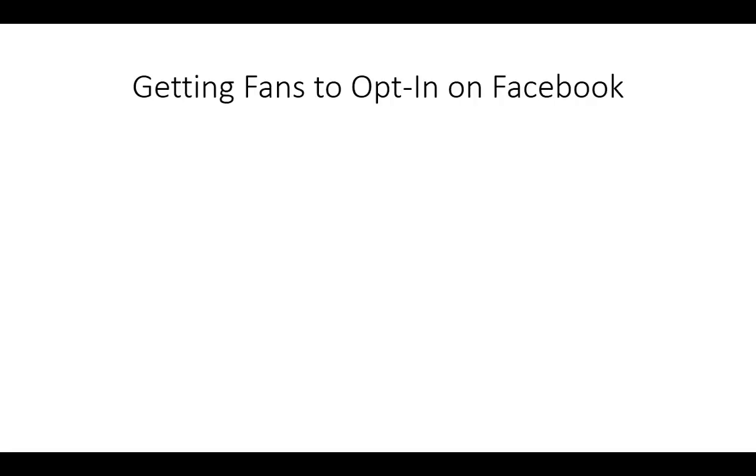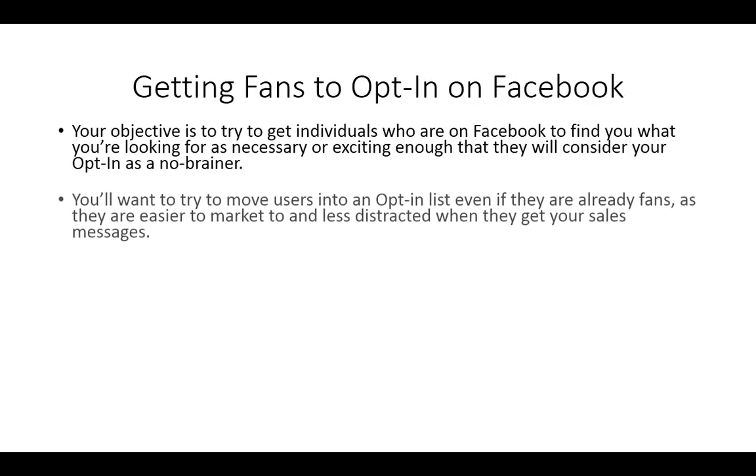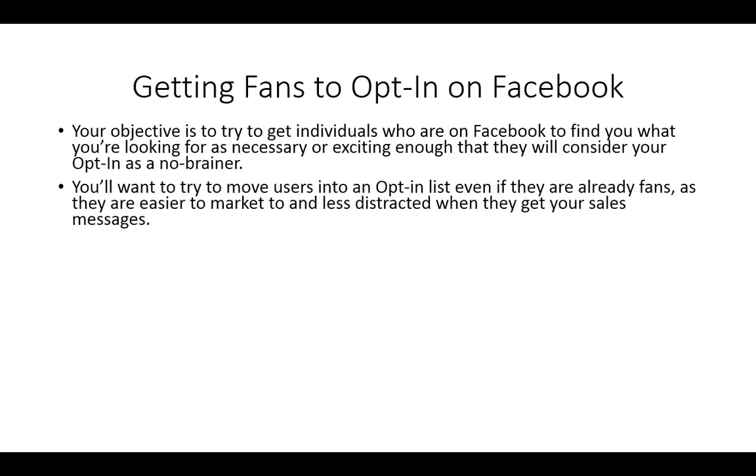But now what we need to do is get those fans, people who are already attached to you on Facebook, to opt into your list. Your objective is to get those individuals to find what you're looking to give them necessary and exciting enough that they're going to consider your opt-in a no-brainer. So when you are paying attention to what they're posting about, the things they're discussing on your fan page, you want to use that to create your opt-in bribe. And you want to try to move users onto an opt-in list even if they are already fans.